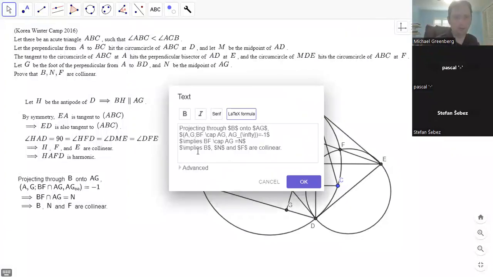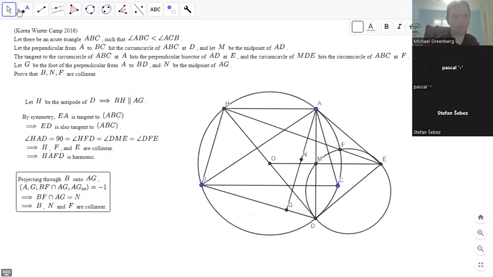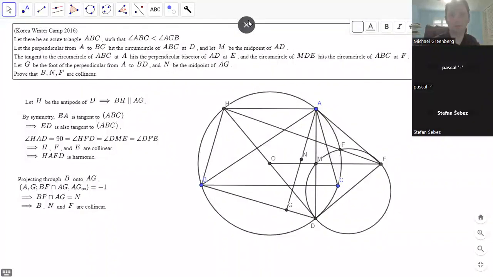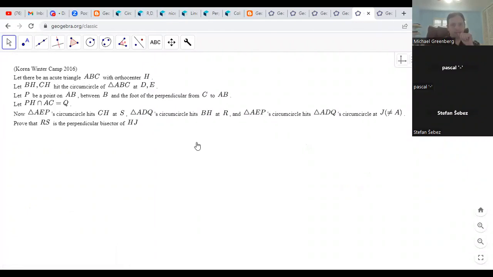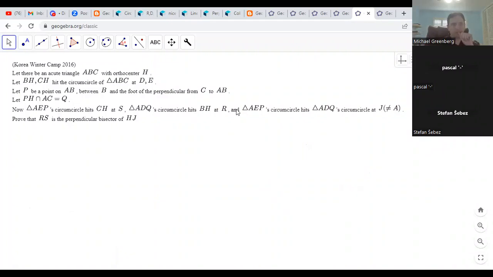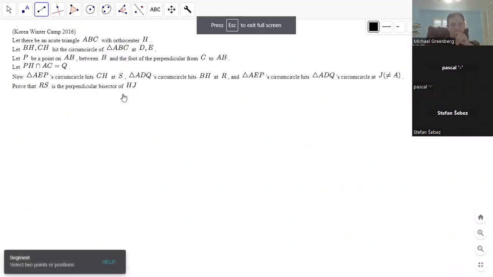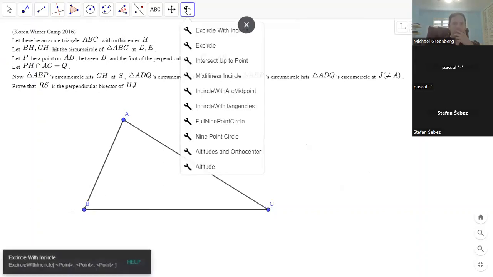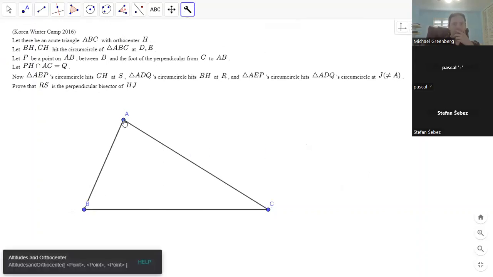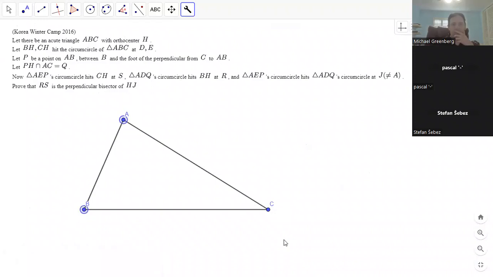Okay. Nice. There we go. So that other one looked like it might be a little harder. This one. Let's see. H is the orthocenter. And we see where they meet the circumcircle. So those are going to be the reflections over the sides.